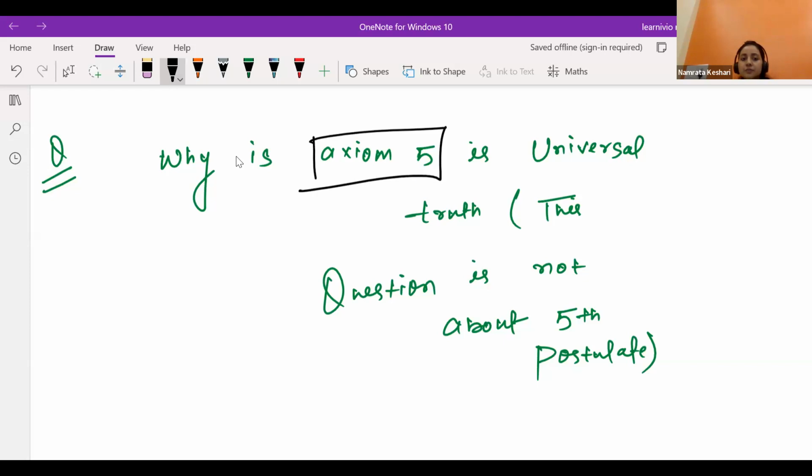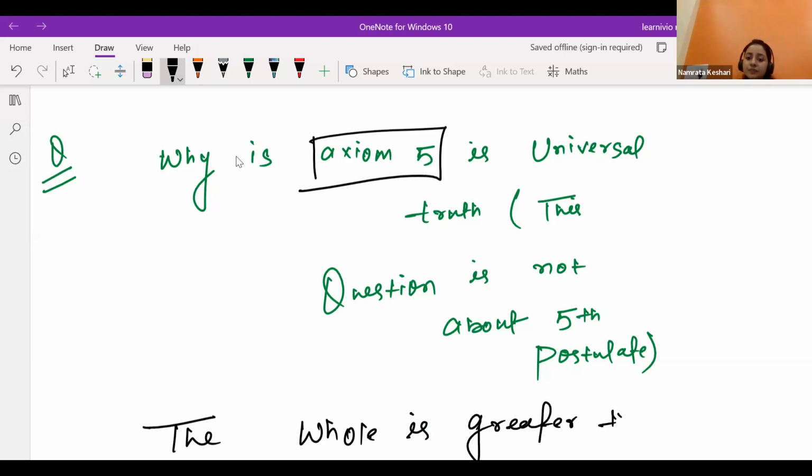What is axiom 5? The whole is greater than the part. Yes, the whole is greater than the part. Now here we understand, of course, it's so logical. The same thing we understand with axioms 1, 2, 3, all the axioms are so logical, right? It's completely observation based. But why is the question about axiom 5 specifically?